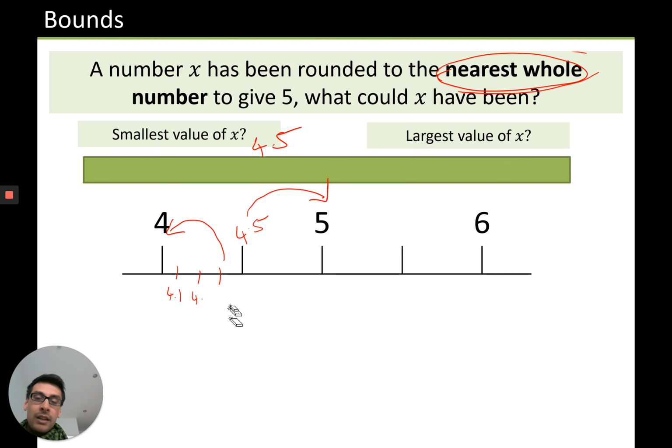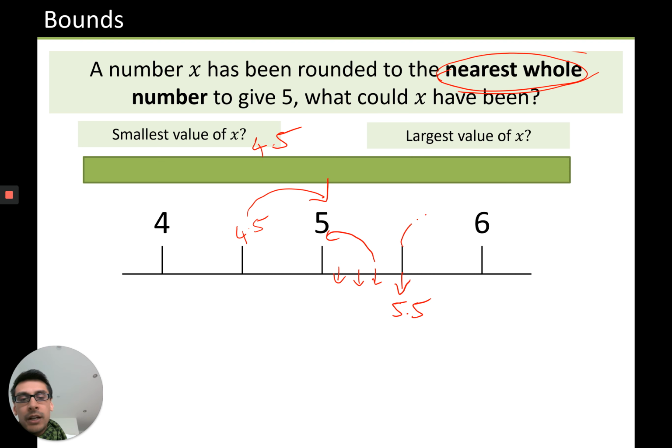And then the other end is going to be a bit more tricky to look at, because we're going to think about what's the upper boundary. Well, obviously numbers such as 5.1, 5.2, 5.3, they're all going to round down to 5. Now you get to a point where you have 5.5.